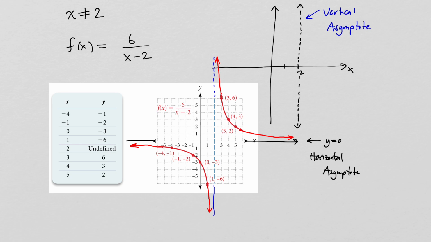And it's very common to have vertical and horizontal asymptotes when you have rational functions. Now, it doesn't happen every time, as you saw in the previous example, but most of the time we do have these horizontal and vertical asymptotes.